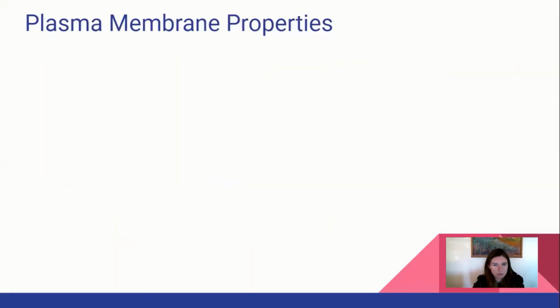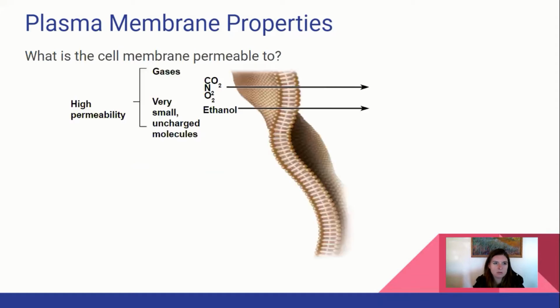So we can sort of rank which molecules are able to get across the membrane in order. So the cell membrane is permeable to gases and small uncharged molecules to a very high degree. Permeable means that things can cross it. So things like oxygen, nitrogen, and carbon dioxide gas can get across the membrane super easily on their own. They can fit between those phospholipids. They don't have a charge, so they're not repelled by that thick hydrophobic layer.